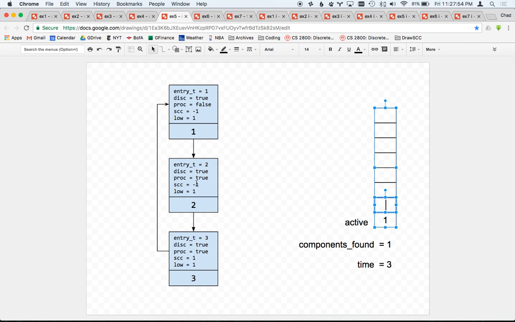Pop off the 2, set that to be 1. Pop off the 1, and set that to be 1. Then we are done with vertex 1, mark it as processed, and we are done with the algorithm for the whole graph. Notice that we found one strongly connected component and every vertex in the graph is a member of that. Great.